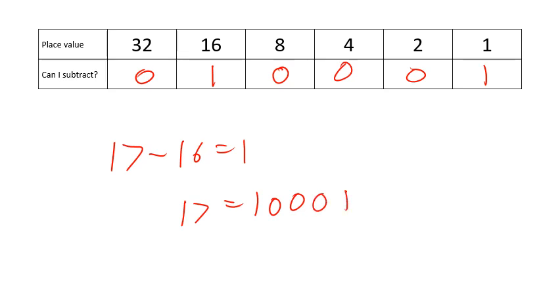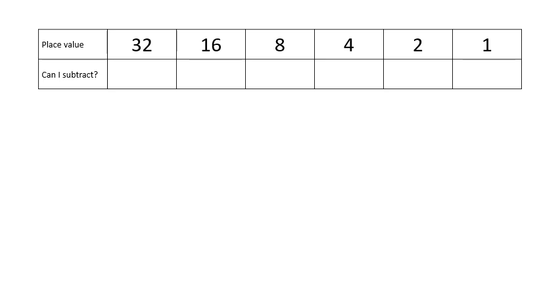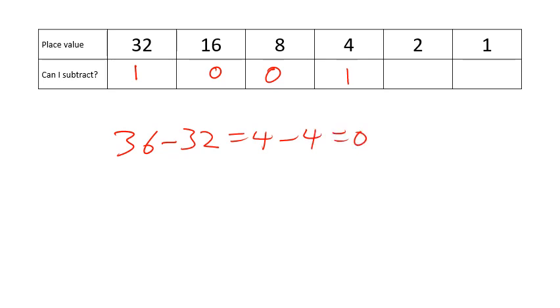Should be getting quite quick at this now. And our last number is 36. We can have a 32 from that, so minus 32. That equals 4, so no 16, no 8, a 4. And if we minus a 4 from that, that equals 0. So we got 0, 0. So 36 equals 1, 0, 0, 1, 0, 0.